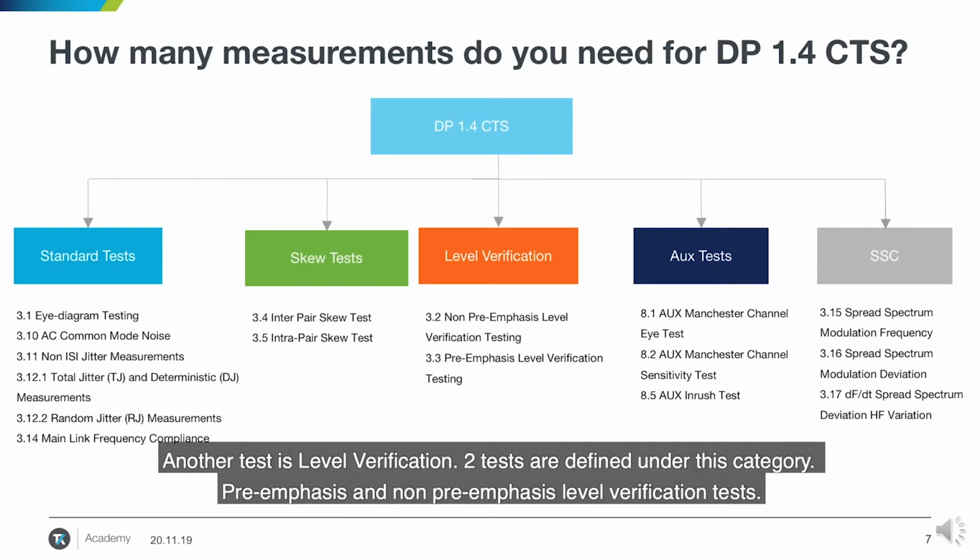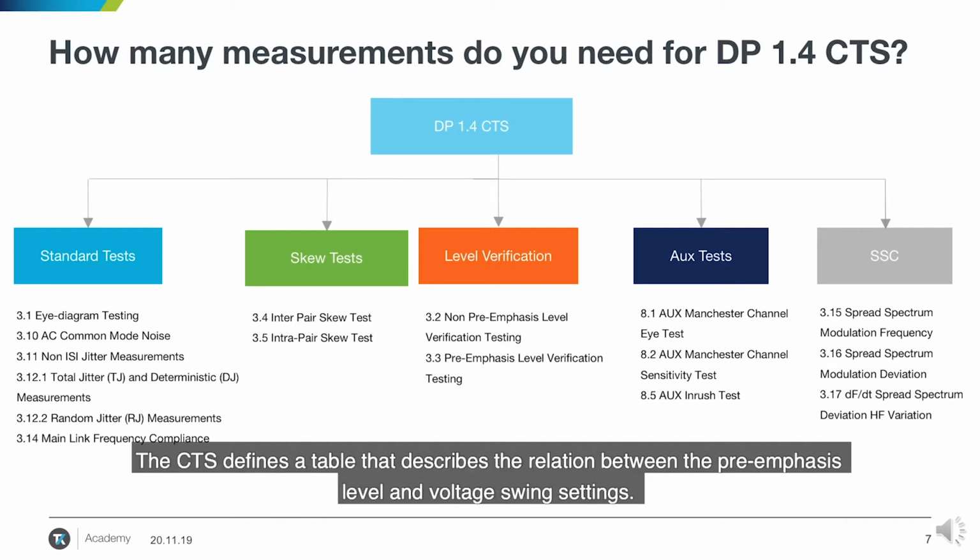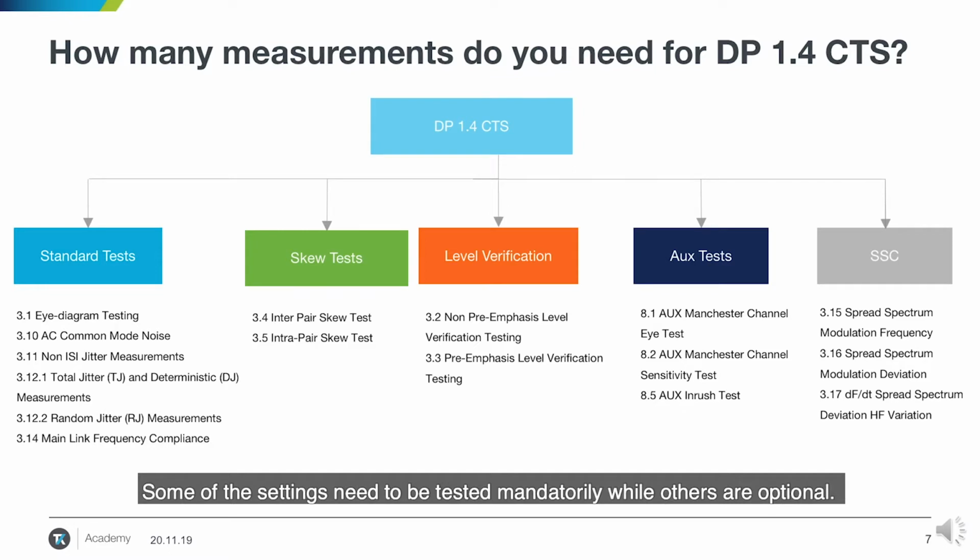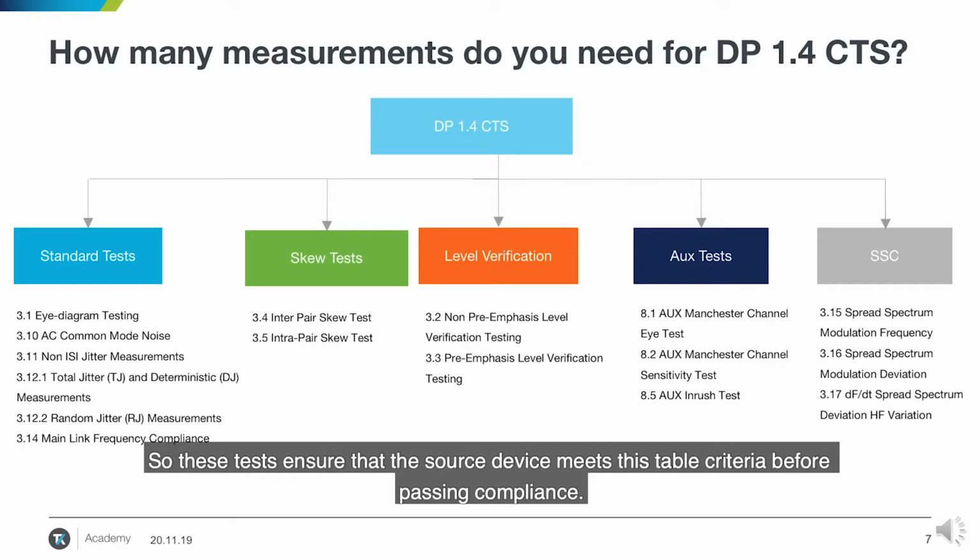Another test is level verification. 2 tests are defined under this category: pre-emphasis and non-pre-emphasis level verification tests. The CTS defines the table that describes the relation between the pre-emphasis level and voltage swing settings. Some of the settings need to be tested mandatorily, while others are optional. So these tests ensure that the source device meets these table criteria before passing compliance.